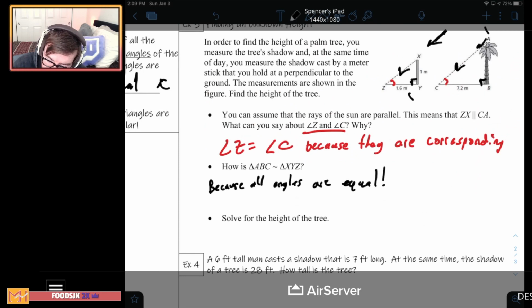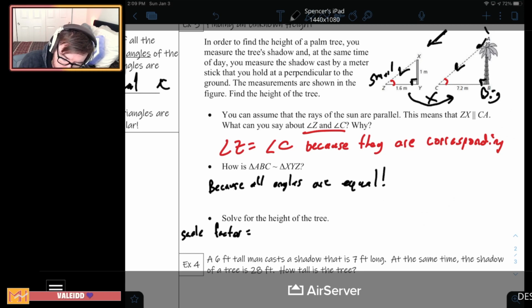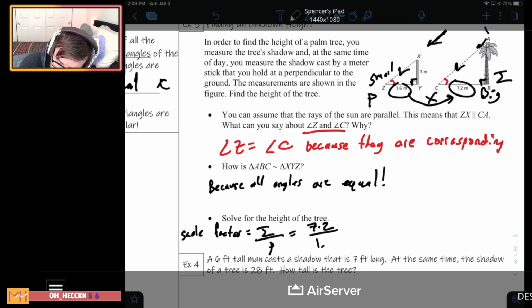Well, this thing is getting bigger, right? We started small and we're getting bigger. Scale factor is image over preimage. So if we started small, that's the preimage, and we ended up big, that's the image. Well, let's do image over preimage. 7.2 over 1.6. And when you plug that into a calculator, you get 4.5. So the scale factor is 4.5.